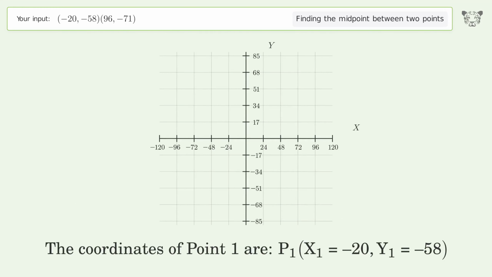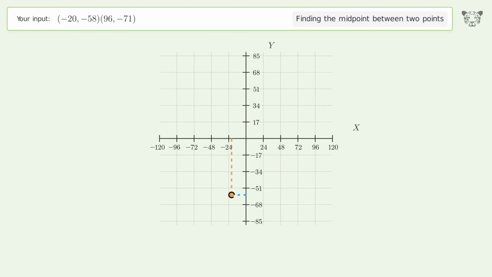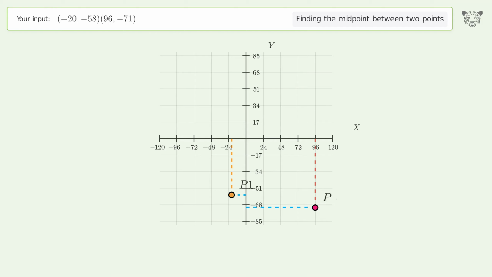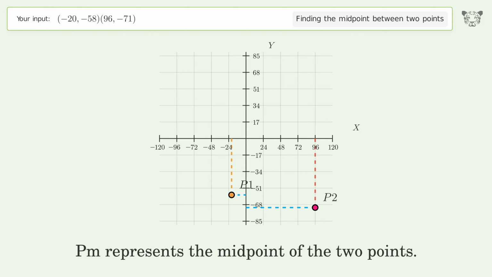The coordinates of point 1 are x1 equals negative 20, y1 equals negative 58. The coordinates of point 2 are x2 equals 96, y2 equals negative 71. PM represents the midpoint of the 2 points.